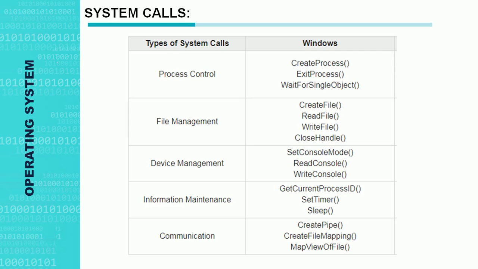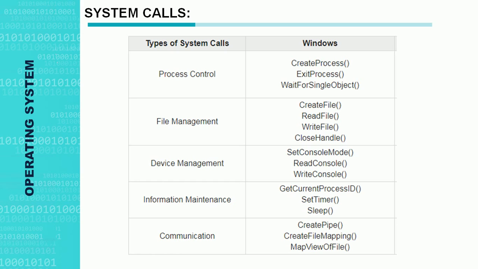In system calls for process control, there are 3 different system calls: creating a process, exit process, and wait for signal object. In file management, there are 4 different system calls allowed. One is to create a file, another is read a file, another is write a file, and another is close handle.